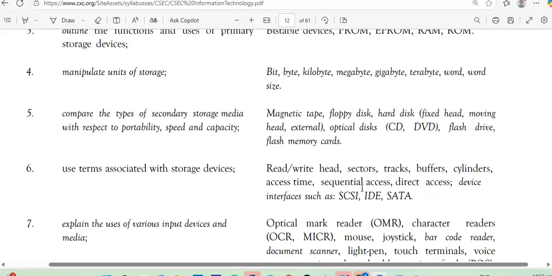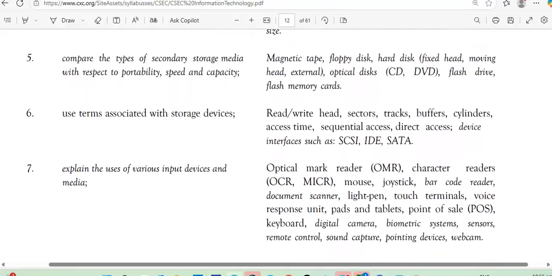We have IDE, which means Integrated Drive Electronics, an older interface standard that was widely used for connecting hard disk drives to computers. SATA, Serial Advanced Technology Attachment, is a newer interface standard that is widely used for connecting storage devices to computers. It is faster and more efficient than the other two.